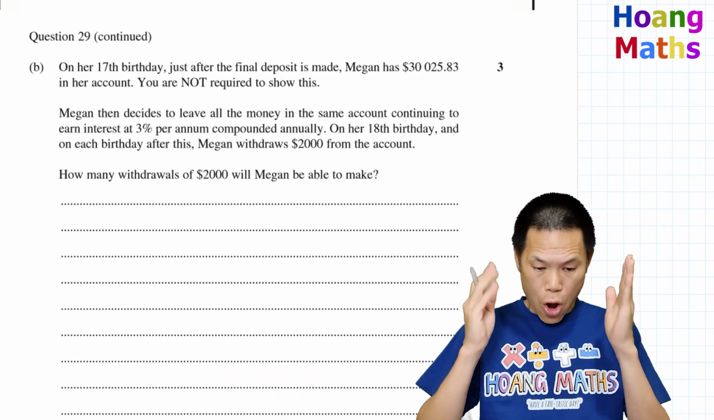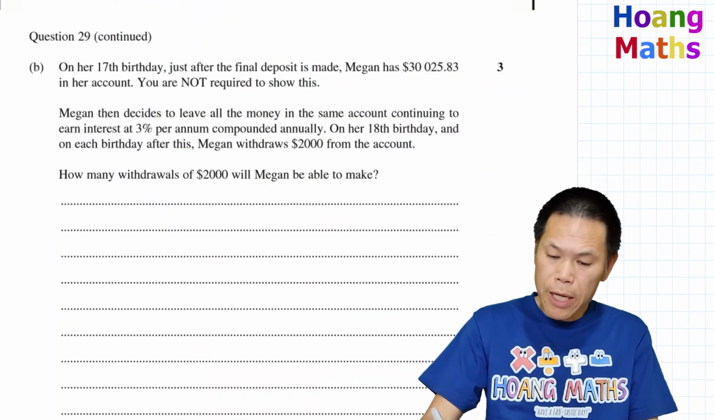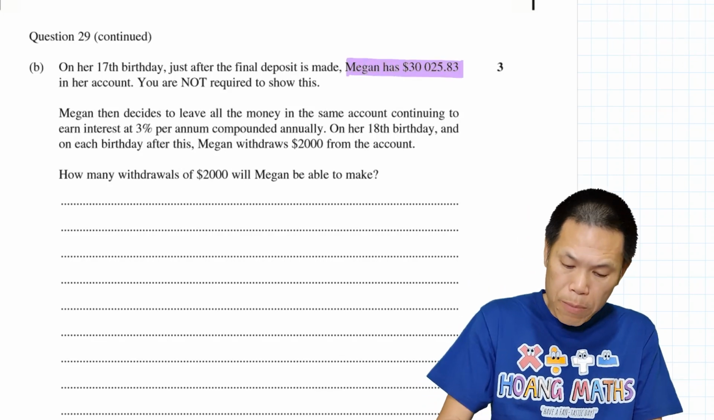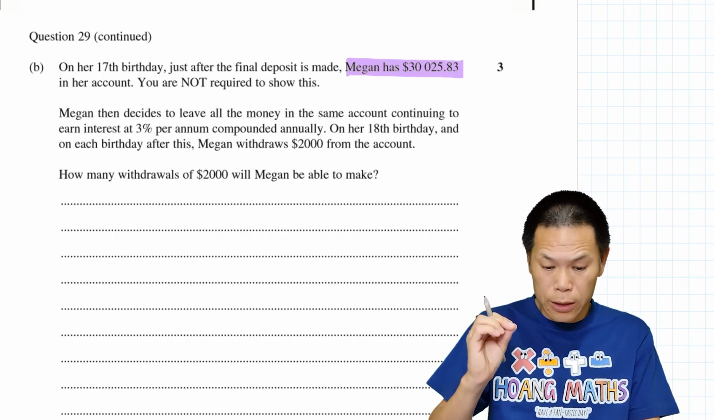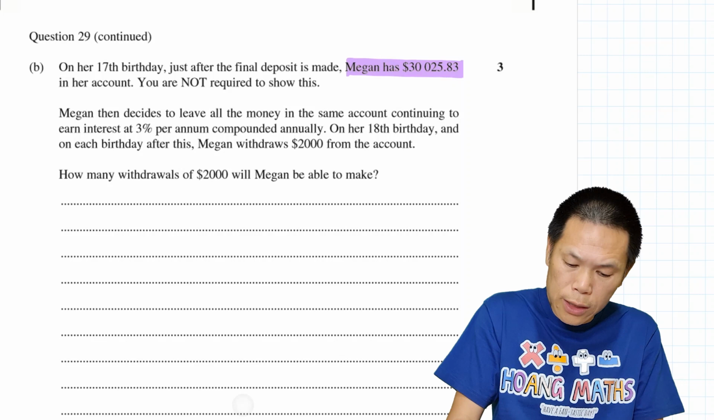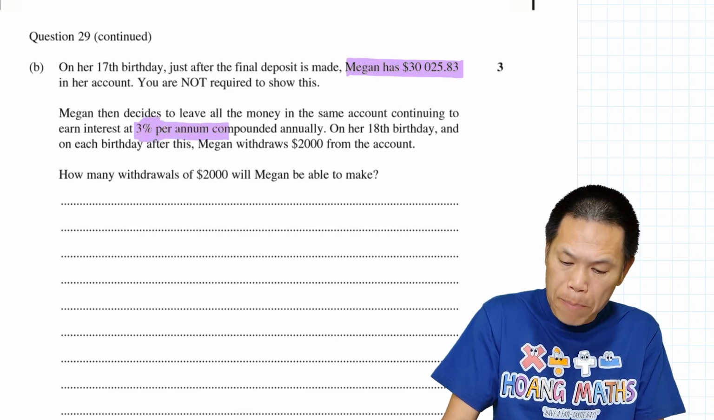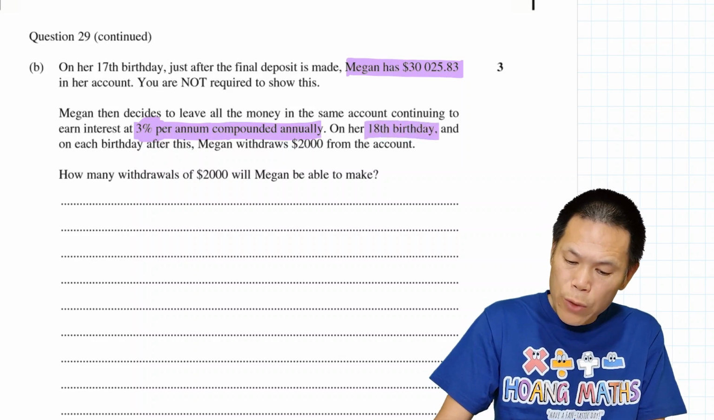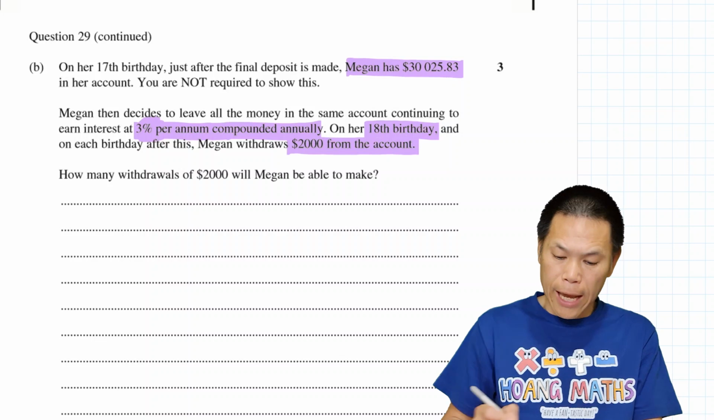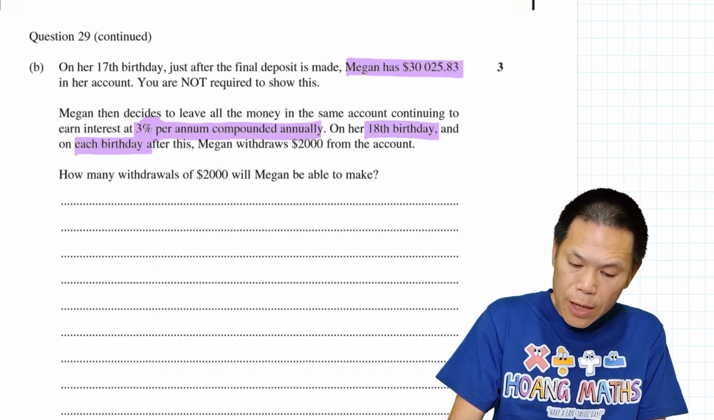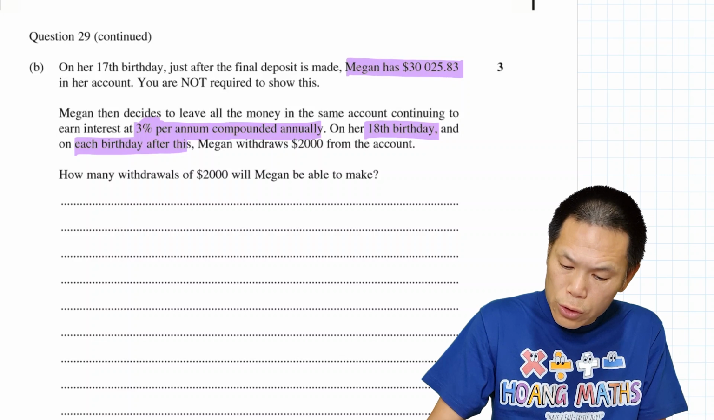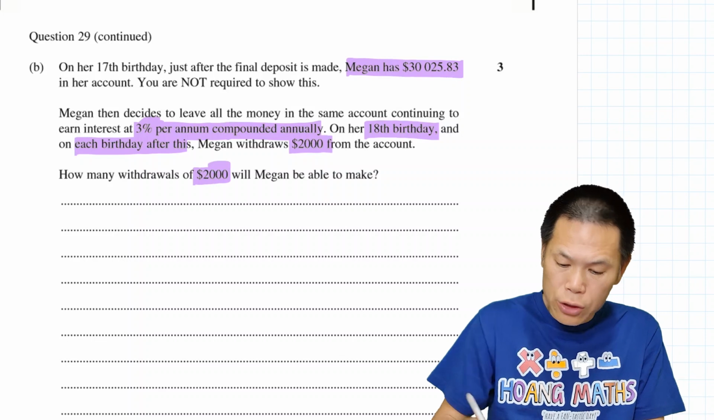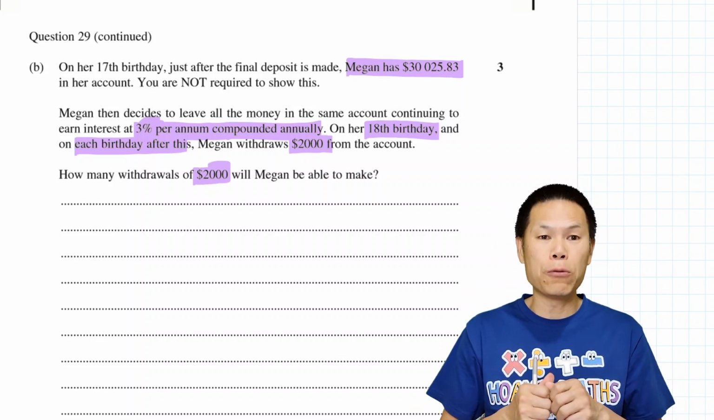Question 29. On her 17th birthday, Megan has this amount. After the final deposit is made, Megan then decides to leave this amount in the same account with the interest of 3% per annum compounded annually. On her 18th birthday, she withdrew $2,000 from the account. And on each birthday after this, she withdraws $2,000 from the account. How many withdrawals of $2,000 will Megan be able to make?